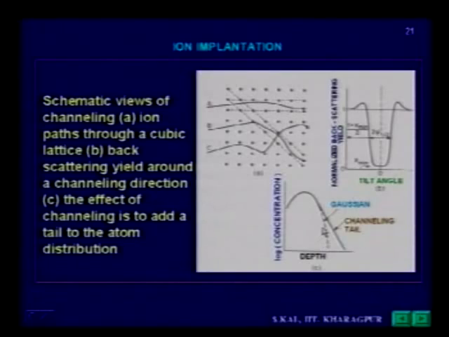The Gaussian distribution theory, the LSS theory, is based on the assumption that a lot of collisions will take place. But in practical reality, it's not the same. Some channeling will be there. That channeling can be approximated by the third and fourth moments, that is the skewness and kurtosis, using these two values. That is the modification in the four-moment approach, where the channeling effect is also considered to some extent.